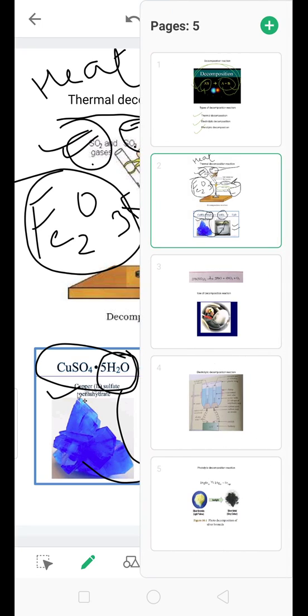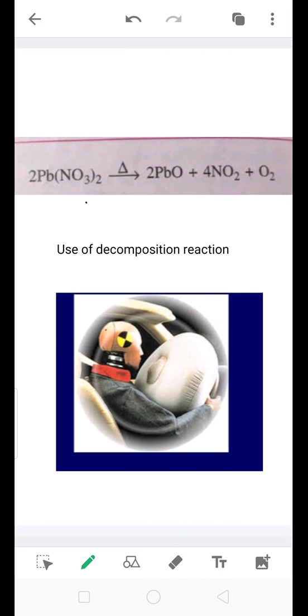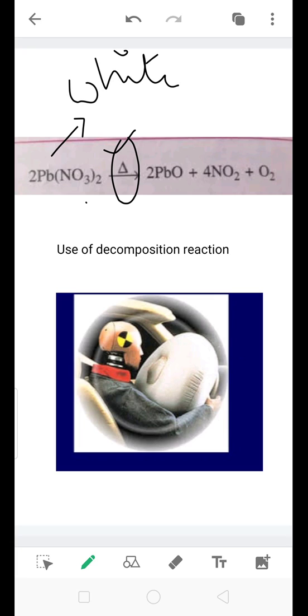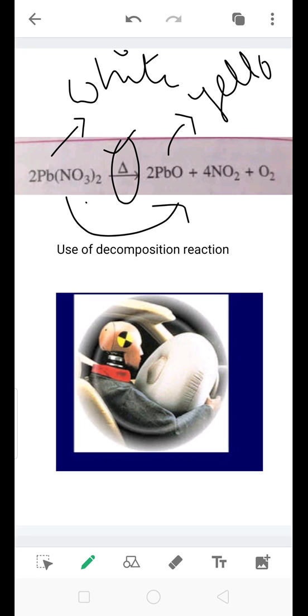Now the next example of thermal decomposition reaction is lead nitrate. Lead nitrate is white in color. When we decompose it in the presence of heat, this triangle is the symbol of heat. When lead nitrate decomposes, it produces lead oxide. Lead oxide is yellow in color, and nitrogen dioxide and oxygen. Nitrogen dioxide gives brown fumes.